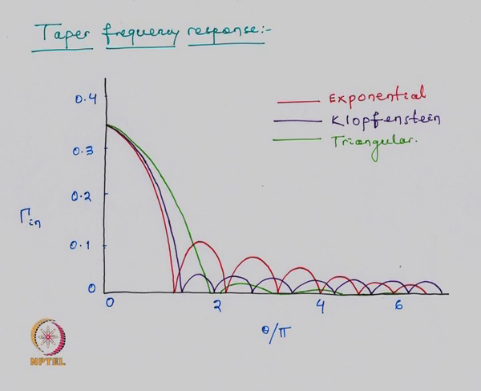One thing we note for the Kropfenstein taper is that the ripples are all of the same height. For the exponential taper, the ripples nearer to the DC have higher heights as compared to the ripples far away from DC. Whereas for the Kropfenstein taper, all the ripples are of the same height. And for the triangular taper, the ripples are of minimum height, but then the bandwidth is much lower as compared to both the Kropfenstein as well as the exponential taper. That's why this Kropfenstein taper is often a good compromise between bandwidth and ripple height. Because for the exponential taper, we get the widest possible bandwidth, but then we also get the highest ripples. For the triangular taper, we get the lowest height of the ripples, but we also get the lowest bandwidth. And Kropfenstein taper is somewhere between the two.